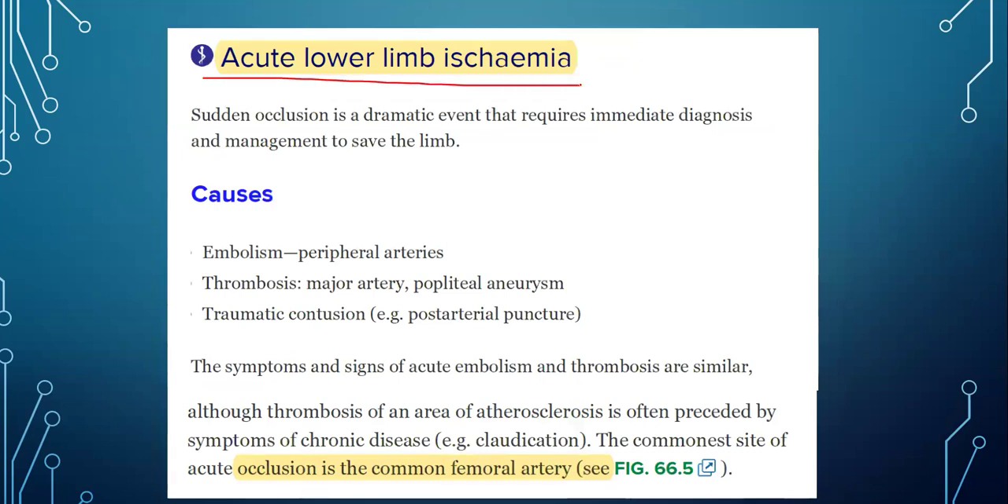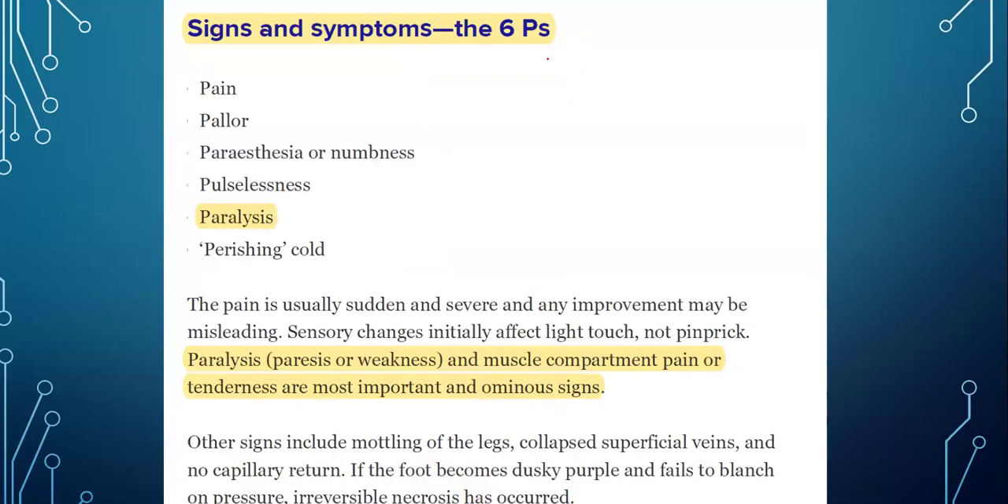So first of all, acute lower limb ischemia. How would we think that this patient has acute lower limb ischemia? So acute lower limb ischemia depends on 6P. So sudden onset of severe lower leg pain, pallor, paresthesia or numbness, pulselessness, paralysis, perishing cold. So if there is 6P in a leg and it's a very acute sudden onset, then you would think of acute lower limb ischemia.